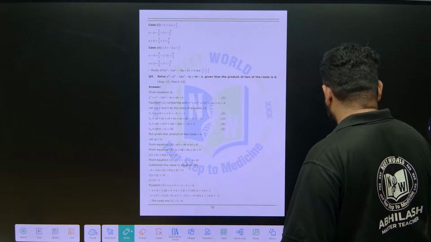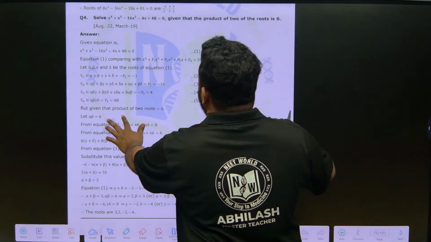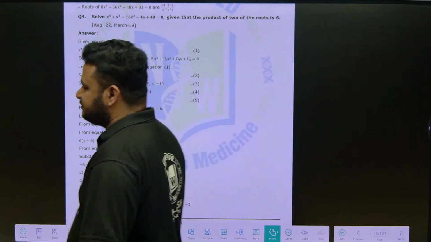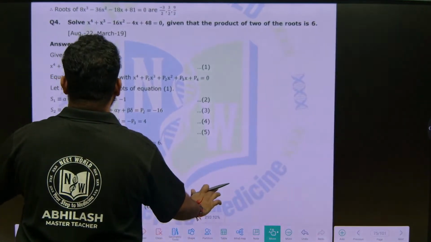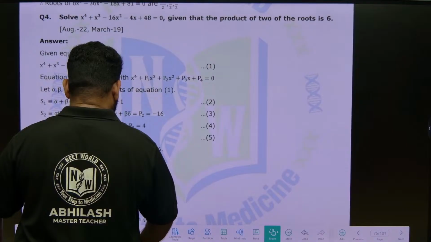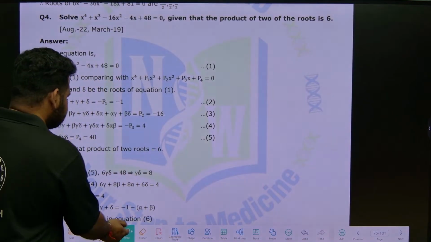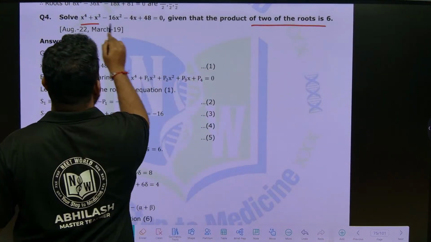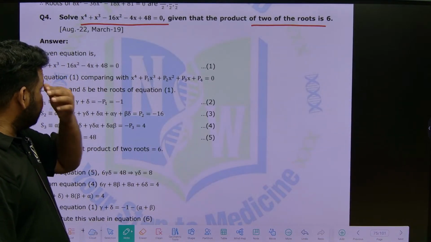Look at this question, very important question, highly important. See here, solve this question, given that the product of the two roots is 6. They are telling us the product of the two roots is given to be 6. This is the question they have given. So please observe carefully. This is a biquadratic equation, that is x to the power of 4 is given. We have to find the other roots.